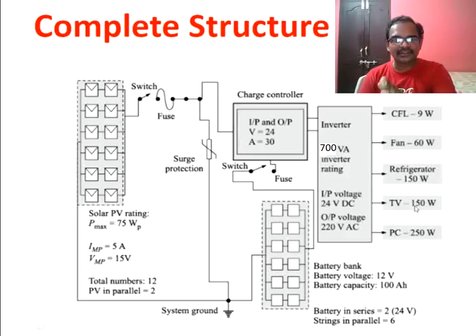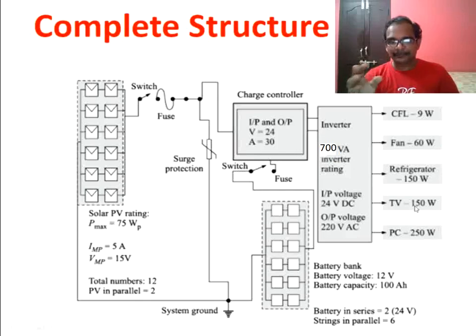And the next one is the charge controller. What is the voltage required by the charge controller? 24 volts. The system voltage is 24 volts. What is the current generated by the solar panel? 30 amperes. So the voltage is 24 volts and the ampere rating is 30 amperes.